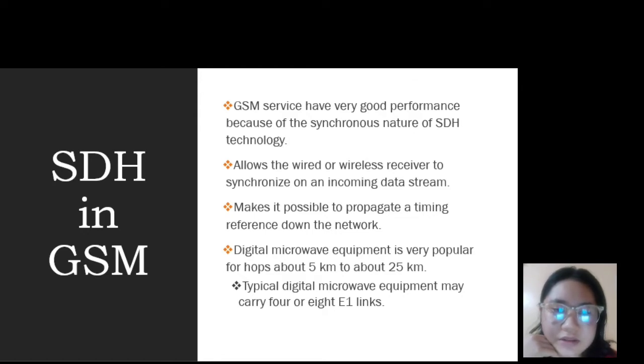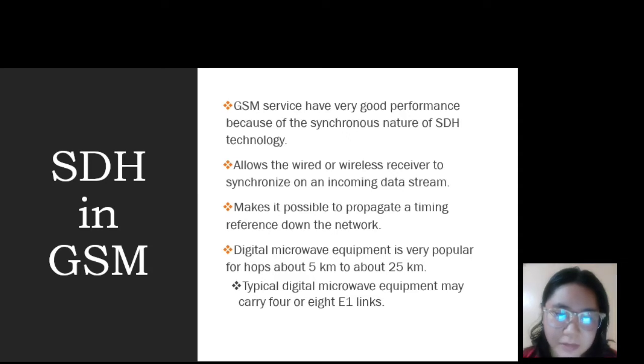SDH technology allows the wired or wireless receiver to synchronize on an incoming data stream. This makes it possible to propagate a timing reference down the network. In a cluster of SDH sites, a master clock will have a very accurate timing source. One good source of global bit timing is the Global Positioning System, or GPS, satellites, which are able to provide an accurate timing reference for data bits.